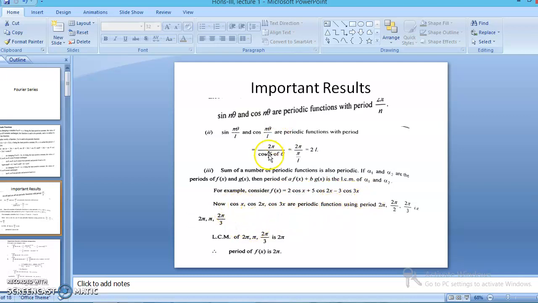Now, from the above results, the period of the function cos x is 2 pi, cos 2x is 2 pi by 2, and cos 3x is 2 pi by 3, meaning 2 pi, pi and 2 pi by 3. The LCM of these three numbers is 2 pi. So the period of the function f(x) is 2 pi.